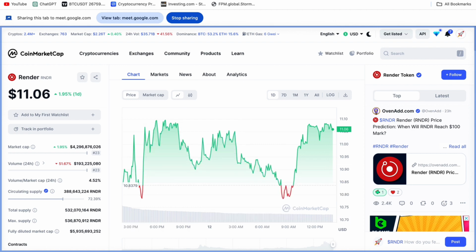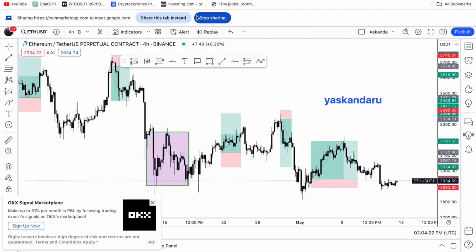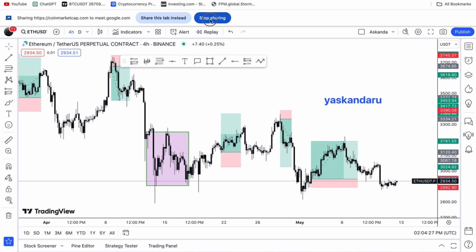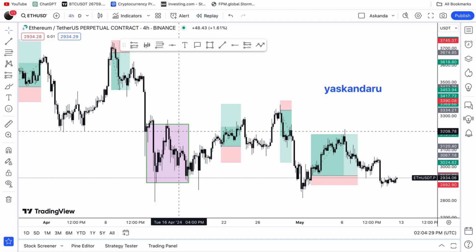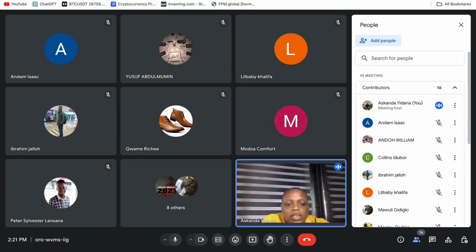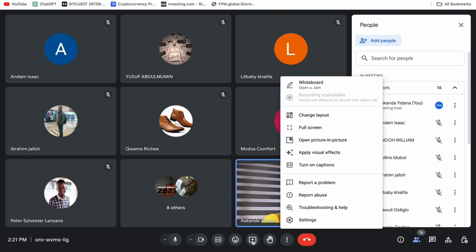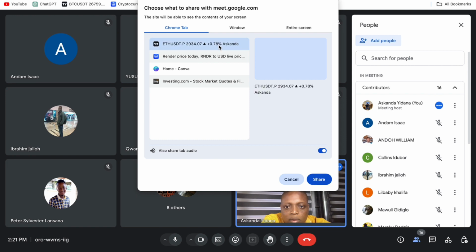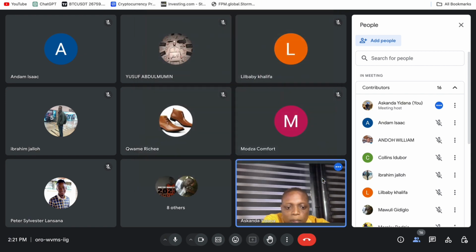So I'll go back to TradingView. Let me just share TradingView here. Okay, I'm sharing TradingView. Present. Go to TradingView. Then we share here.